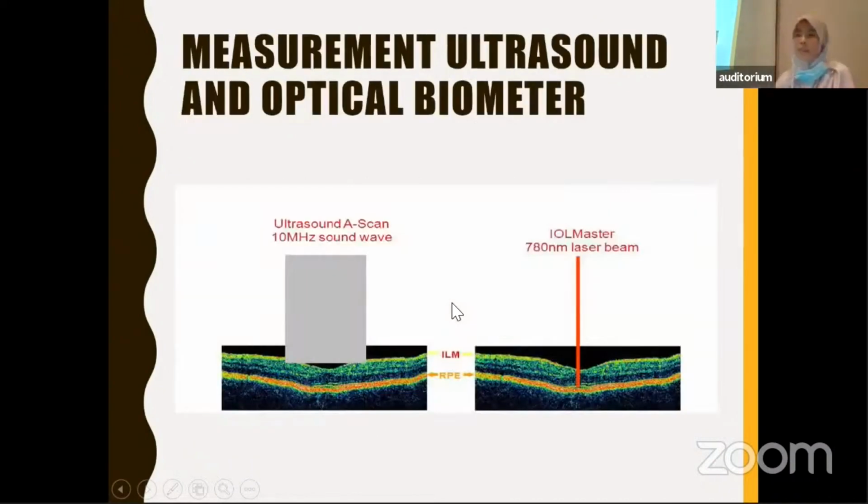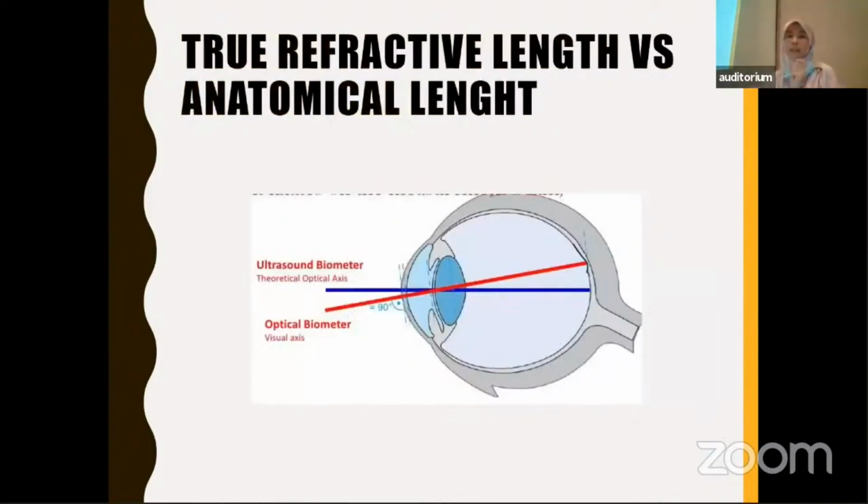Measurement of ultrasound versus optical biometer. Frequently, measurement by PCI is longer than ultrasound. Why? Because of the different measurement endpoints: in ultrasound, the endpoint of measurement is the neuroretinal layer, whereas in the optical biometer, the endpoint is the retinal pigment epithelium. As I mentioned earlier, with the IOL Master the patient can fixate on the light, so we can get a true measurement through the visual axis compared to ultrasound.